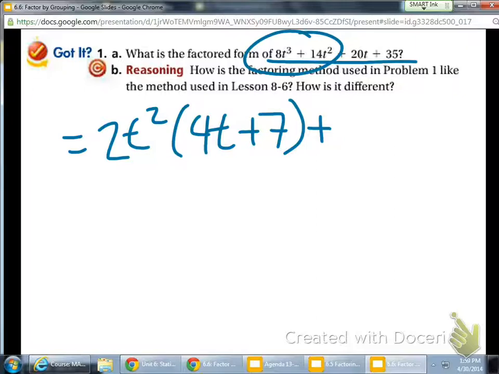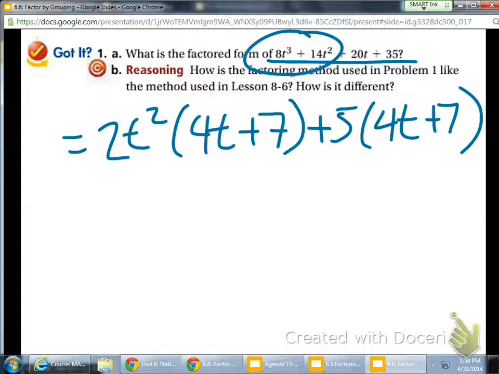What do they both have in common? 5. Good. Got 5, and then what do we have left? 4t plus 7. Would you say it's a success so far? How do I know? Because they're similar, right? What am I going to factor out? What do you want to pull out?